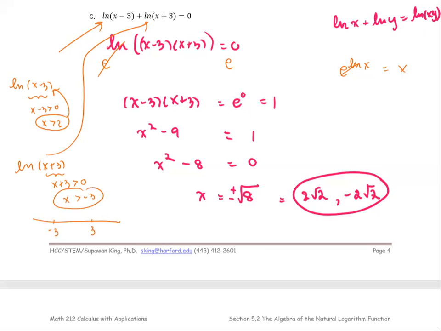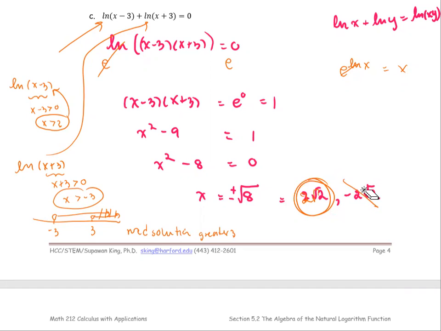Negative 3, positive 3, the number has to be greater than those numbers. That means we're going to need the solution that's greater than 3. What number that's greater than 3 is 2 times square root 2, which is the one that we are looking for. So the negative 2 square root 2, we disregard. That means x equals 2 square root 2 is the answer that satisfies the domain of the natural log.